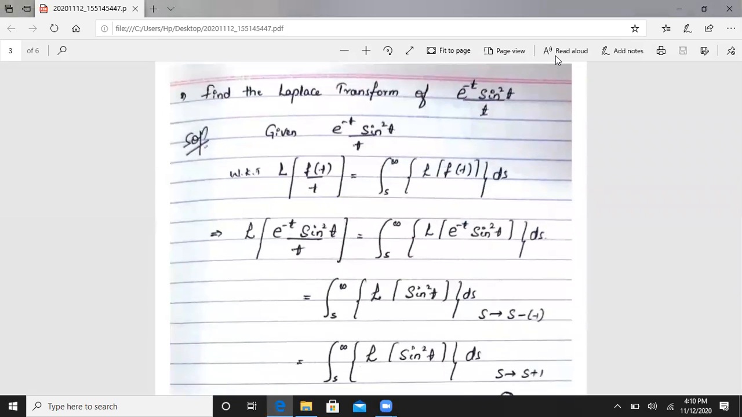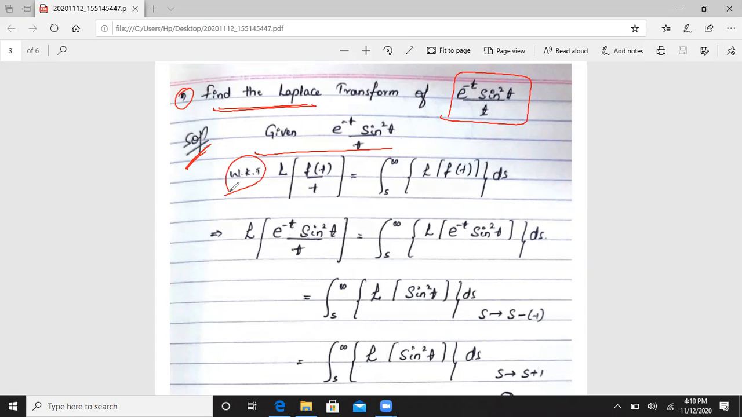Your next problem is to find the Laplace transformation of e to the power minus t into sin square t by t. This is a sin square function. So solution: first we will write the given equation, that is e to the power minus t into sin square t by t. You already know the statement of property 4, division by t, for the Laplace transformation of f of t.